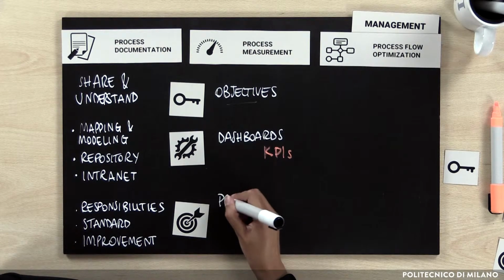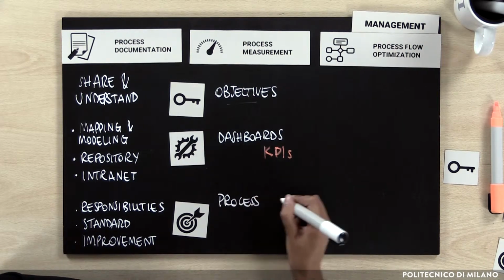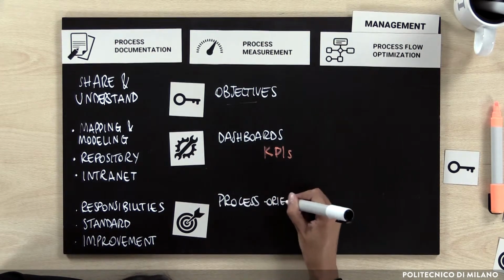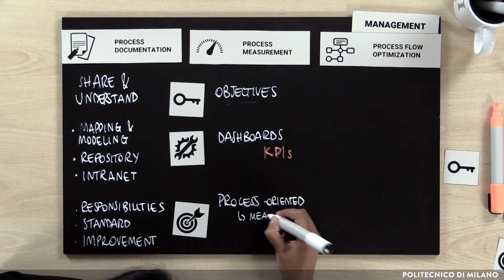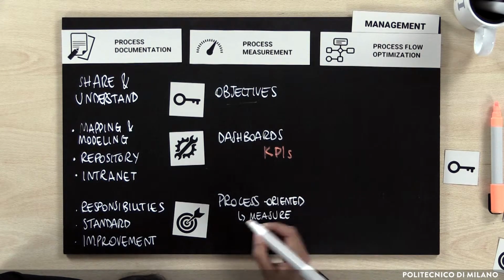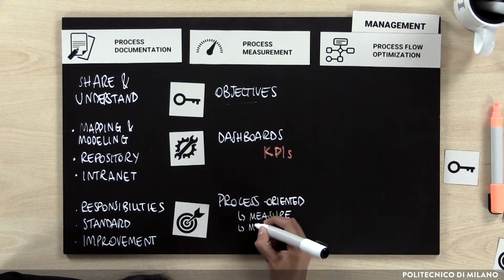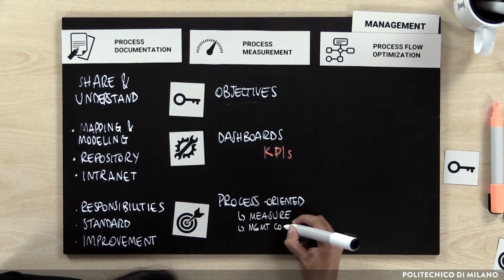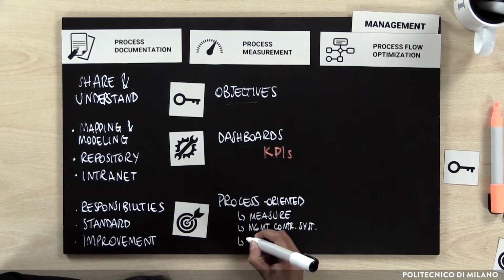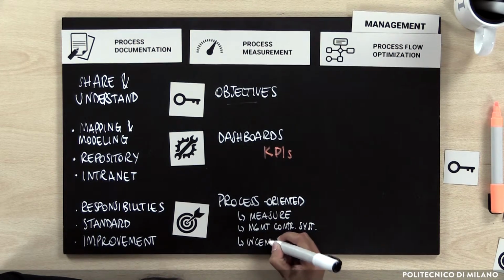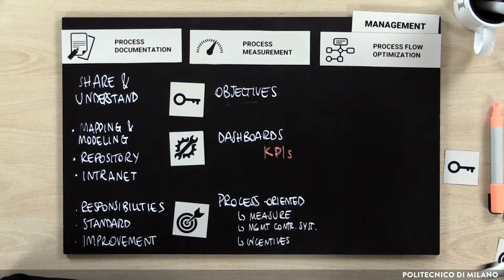To summarize, the goal of this principle is, of course, to measure the performances of the process both from a strategic and operational point of view, to put in place a management control system that is process-oriented and not functional or divisional oriented, and to help identifying a set of incentives and bonuses which are coherent with the process orientation.